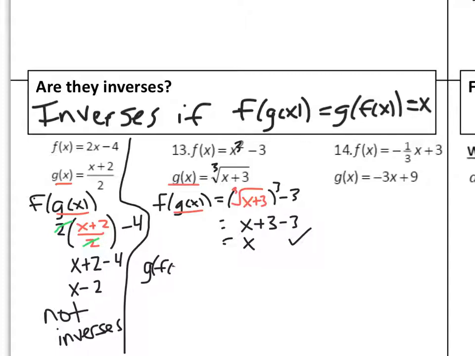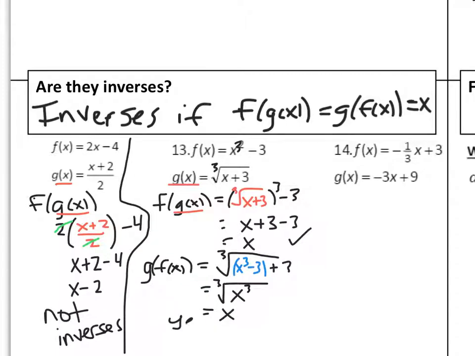G of f of x. So the cube root of something plus 3. And that something is x cubed minus 3. So the first thing that's going to cancel here is the minus 3 plus 3. So I get the cube root of x cubed, which is just x. So yes, they are inverses.